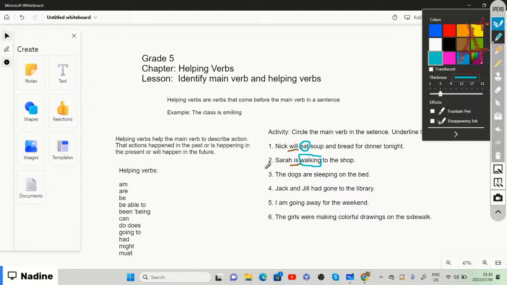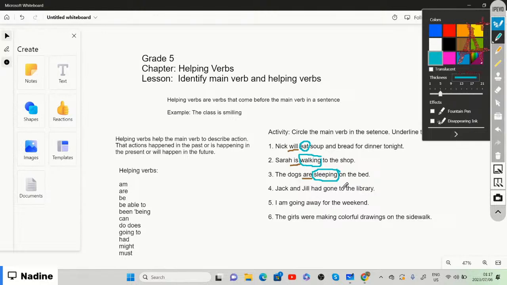We need to choose and circle the main verb. So it is sleeping, right? Sleeping is the main verb. And the helping verb is are. So the dogs are sleeping on the bed, right? Which means are sleeping is the helping verb plus the main verb, which is sleep, are sleeping.